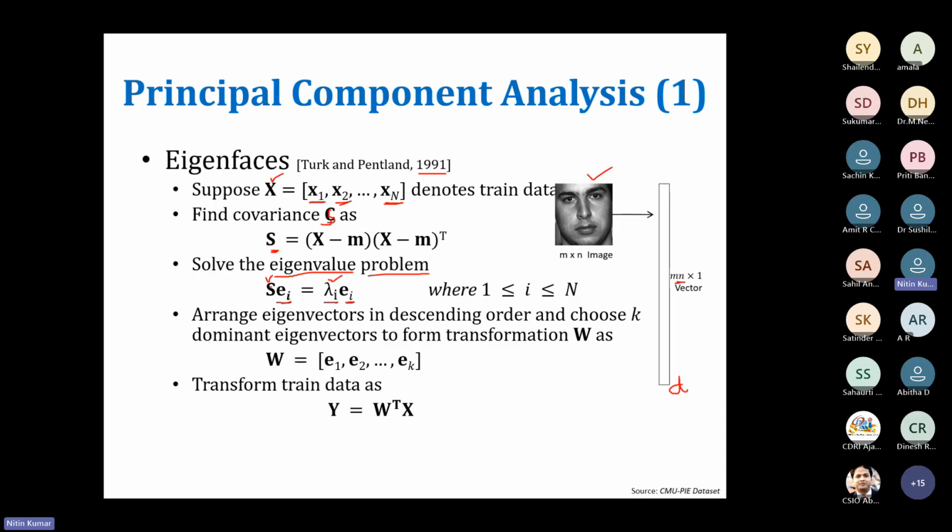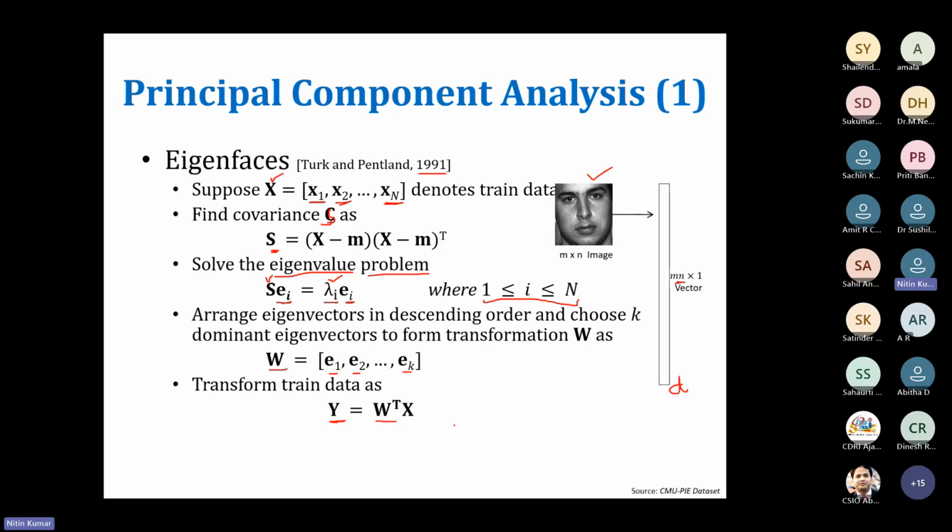As a result, there will be n eigenvectors, with i running from 1 to n, and out of those n eigenvectors I will take the top k eigenvectors corresponding to the top k lambda values. If time permits, I will also show you an experiment in MATLAB of how this is computed. This W matrix is used for transforming the original data. So W transpose X is the original data transformed using this W transformation, and the resultant data that we get is Y.